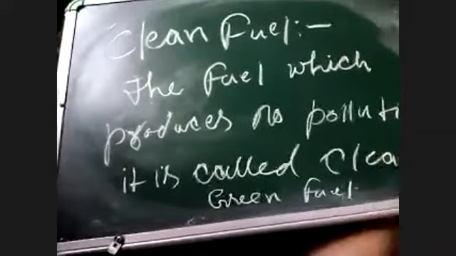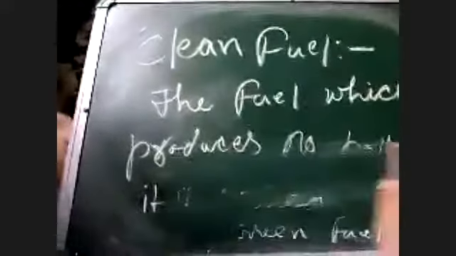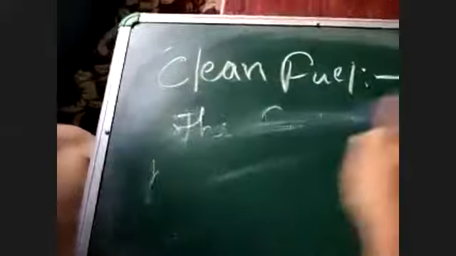It is also called green fuel. I hope it is clear to you, clean fuel and green fuel. So what are the examples of clean fuel? Clean fuel and green fuel examples are CNG and LPG. They do not produce any pollution, hence they are called green fuel. Okay, next is the fuel for generating electricity.